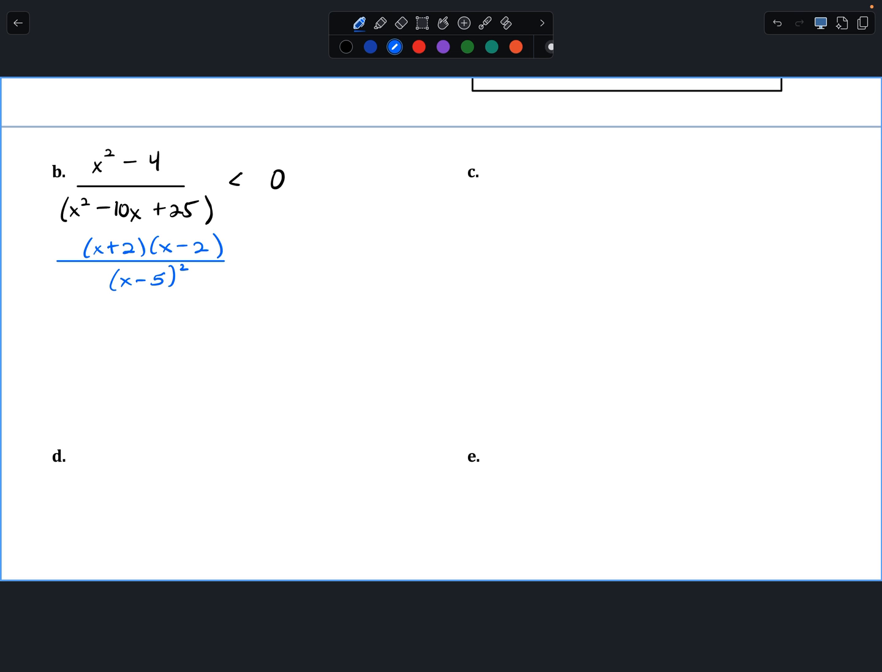Okay, so we want to see when that's less than 0. So now notice that it's not underlined. So it's never going to be 0. We don't care about when it's ever 0 in this case. We just want to know when it's strictly negative. Okay, so because this is not underlined, that means my answer is going to have just parentheses everywhere, no brackets.